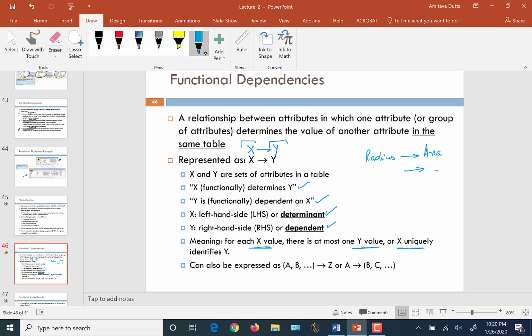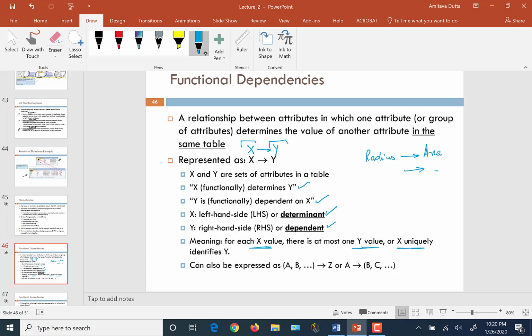Why at most one Y value? There are situations where if I know the value of X, I may not know the value of Y. But if I do know the value of Y, it's exactly one value. Now remember that both X and Y can consist of multiple attributes. So we say X determines Y, but X and Y themselves could be either single attributes or multiple attributes.